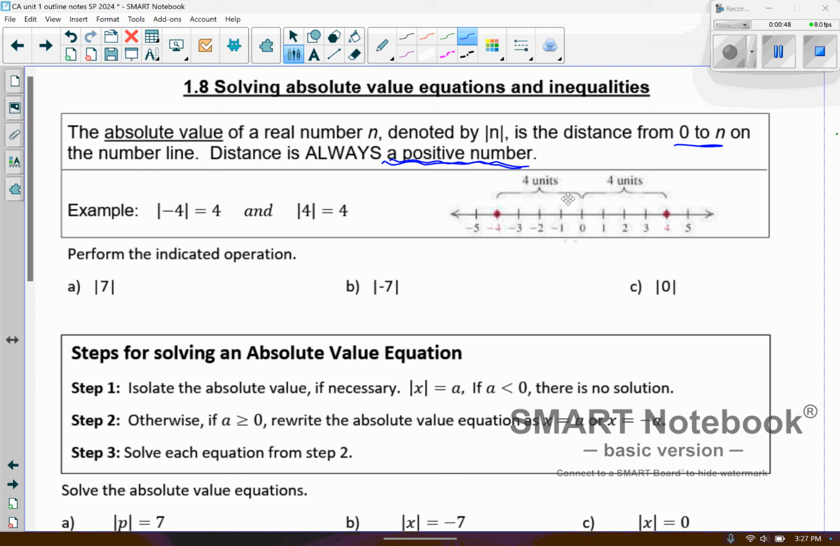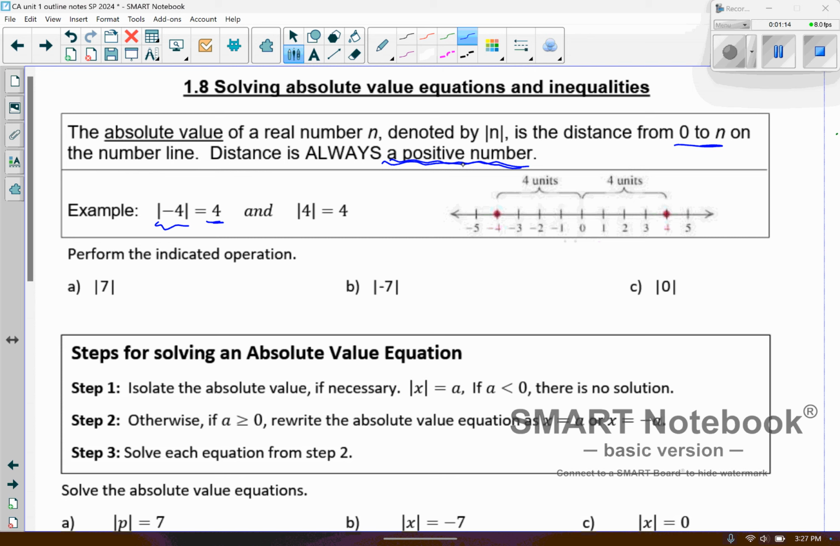But in our example right here, we have the absolute value of -4, and that answer is going to be +4, because we're just asking how far that number is from 0. So it would be 4 units away. Same thing as the absolute value of +4. It would still be 4 units away from 0. As we said, distance is always going to be positive.